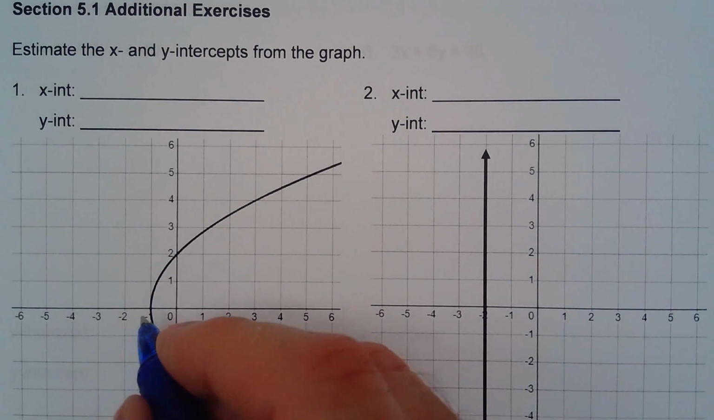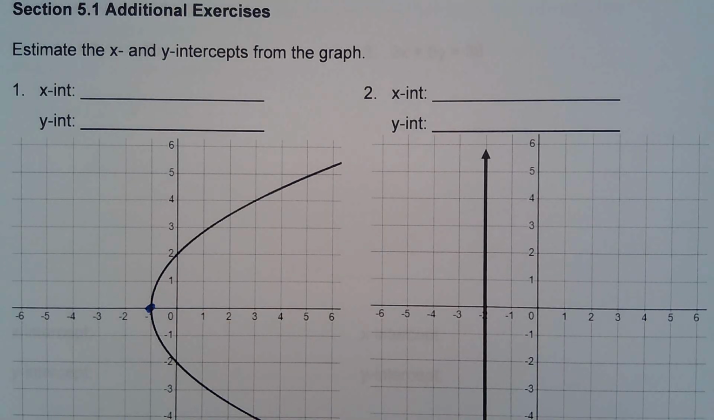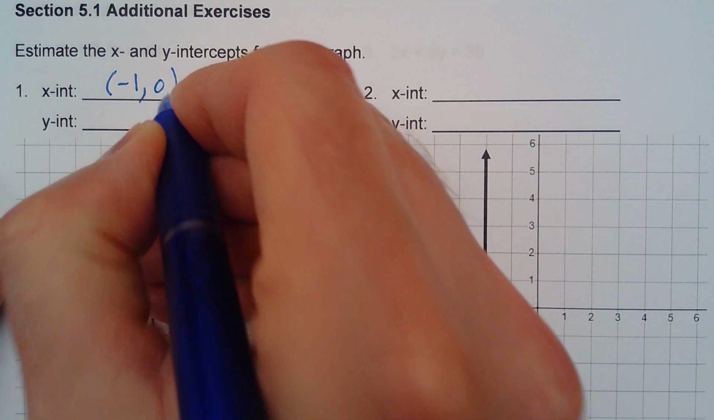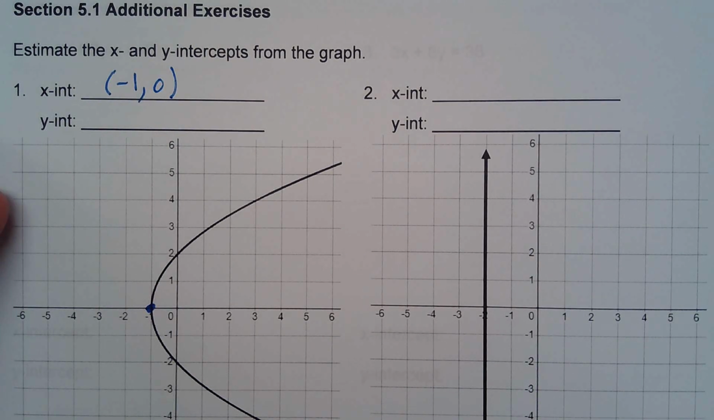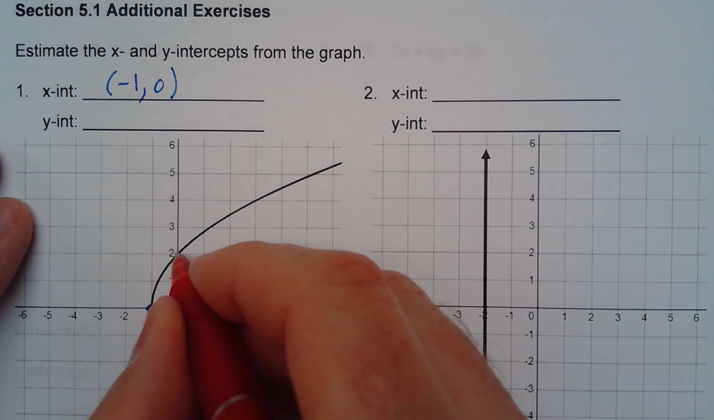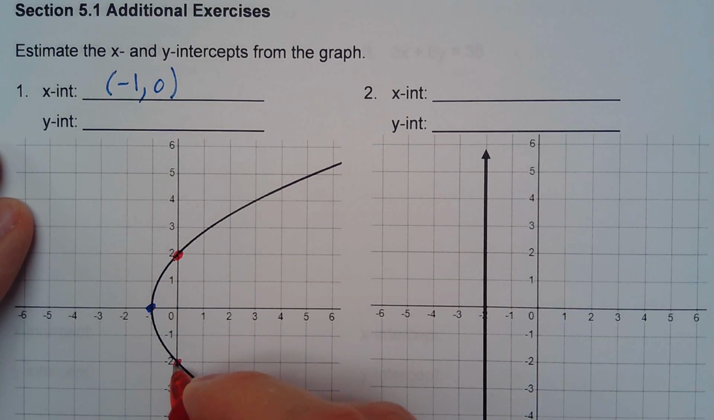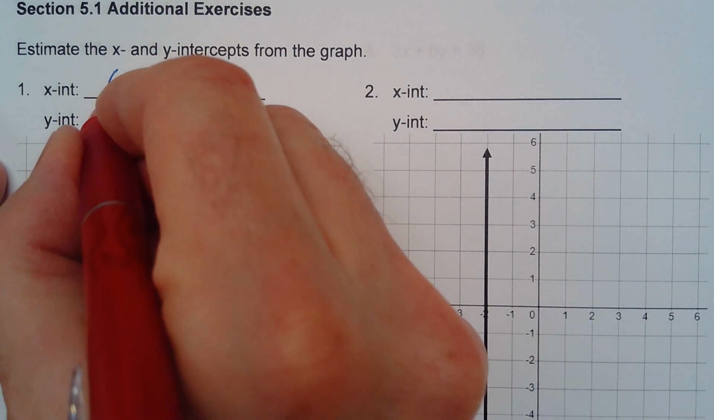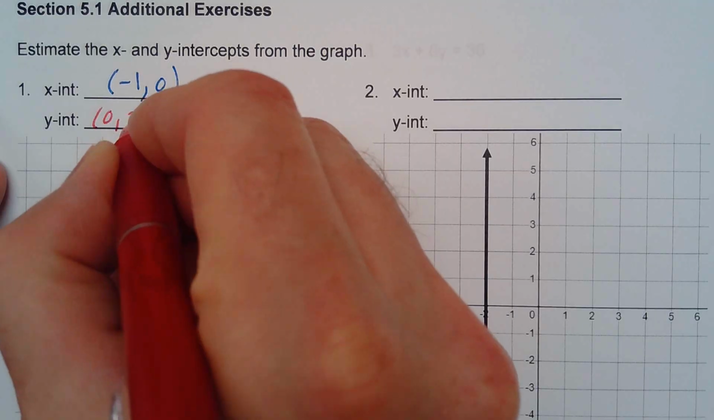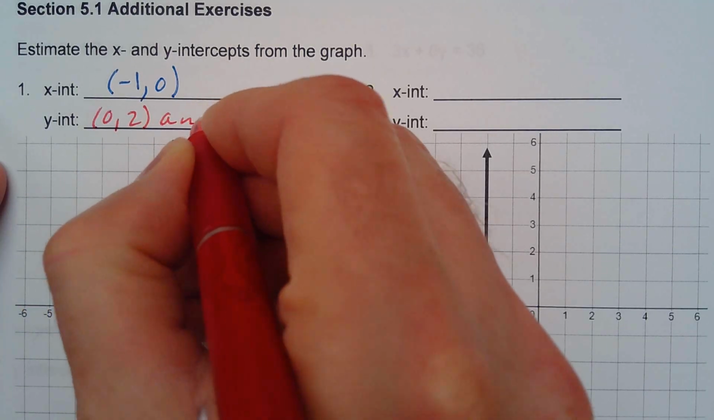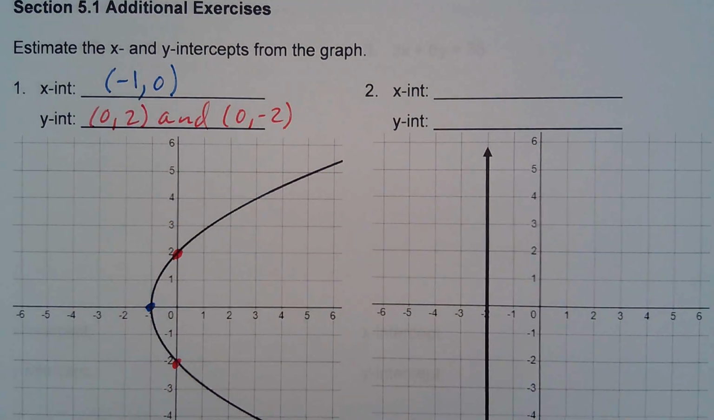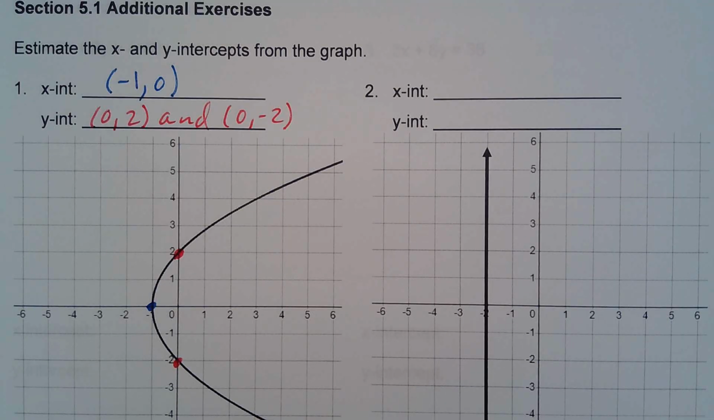So x-intercept, I'm intersecting the x-axis. That's intersecting at -1. Again, I need to write that as an ordered pair to make ALEKS happy, so I need to write that as -1, 0. My y-intercepts, I have 2 of them. One at -2 and one at 2. Again, I'll need to write this as 0, 2 and 0, -2. You write them as ordered pairs.